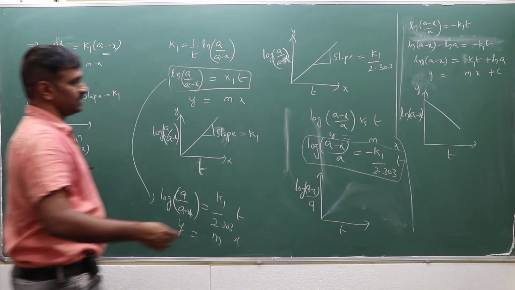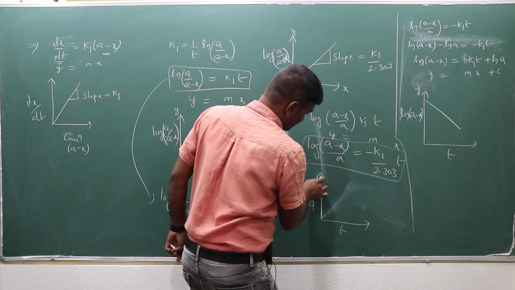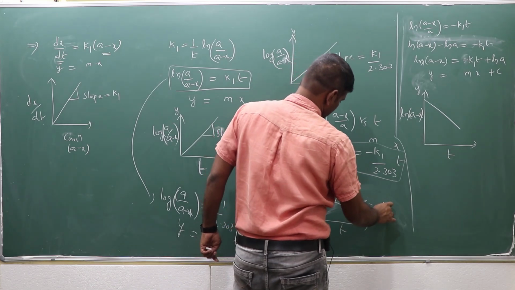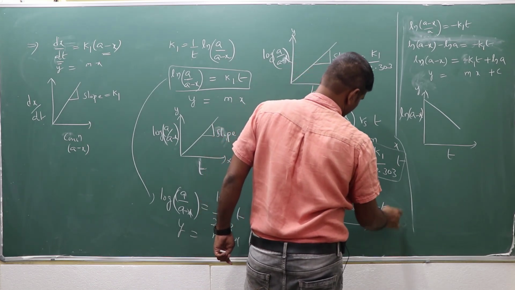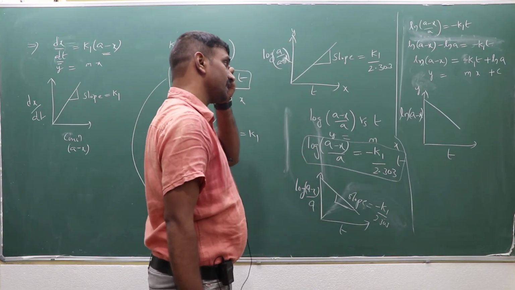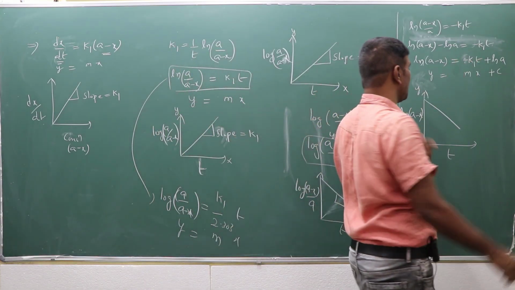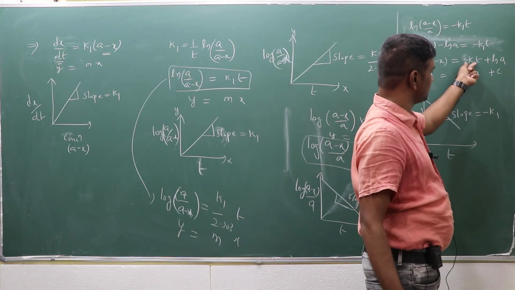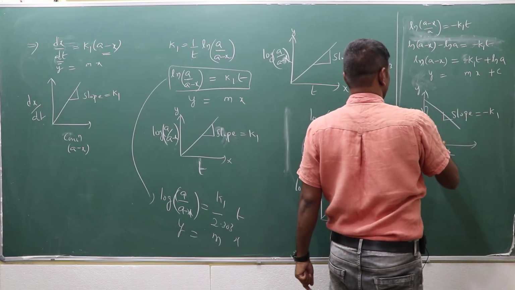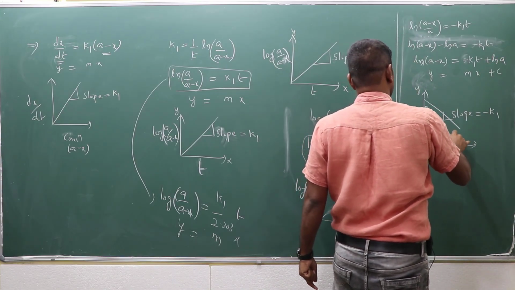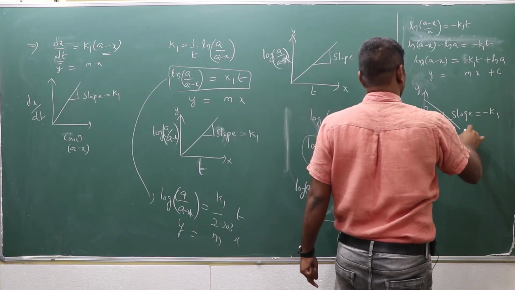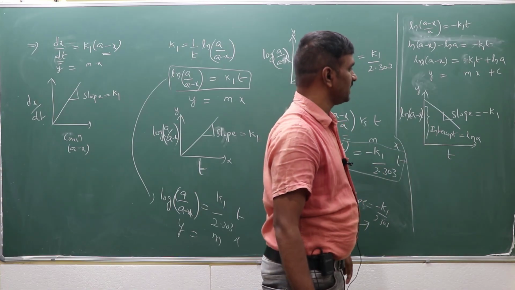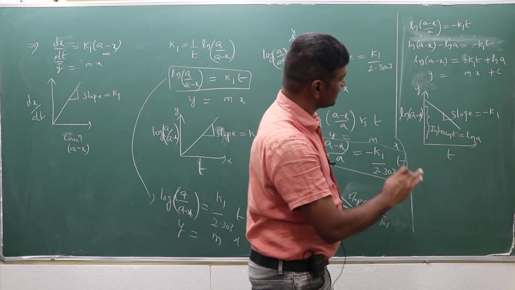So that's what I mentioned earlier, minus is there in this case. Slope is a negative value, right? So here also the slope is a negative value. How much is the slope? Minus k1, and the intercept is ln a. Intercept is ln a, slope is equal to minus k1. So these types of plots will be there.